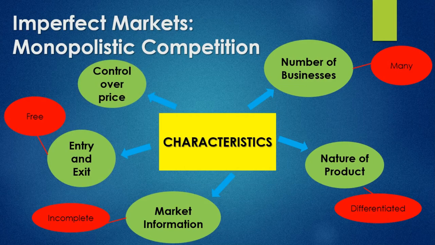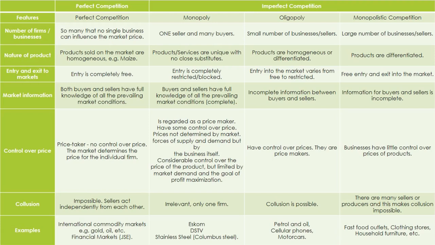And we look at the control over the price. What kind of control do they have? They have very little control. And it's important to note that it means they still have some sort of control, but very little. So these are the three markets that we find within an imperfect market. And here we just look at a nice summary, a table where we can compare perfect competition with our different imperfect markets. So that concludes our video on imperfect markets.